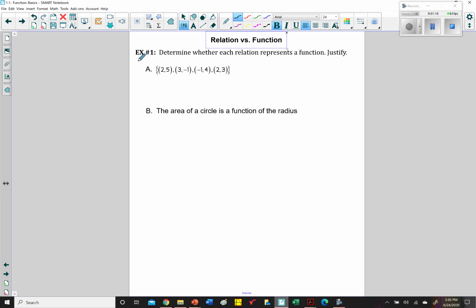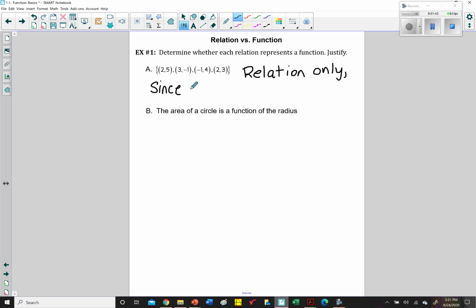So let's get started here. We want to determine whether each relation below represents a function. And you can see that there is a domain of 2, 3, -1, and 2 again. So this becomes an issue because we don't have unique x's. 2 is repeated. That would make this just a relation. And we could say the reason for it just being a relation is because 2 maps to two different y values. When x equals 2, it maps to two different y values.